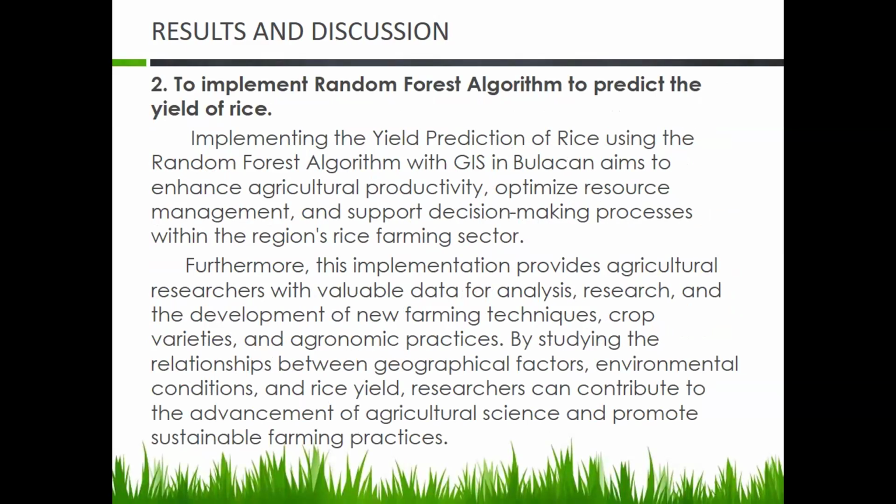Now, in objective number 2, we implement the rice yield prediction using the random forest algorithm with GIS in Bulacan, which aims to enhance agricultural productivity, optimize resource management, and support decision-making processes within the regional rice farming sector. Furthermore, the implementation provides agricultural researchers with valuable data for analysis, research, and the development of new farming techniques, crop varieties, and agronomic practices. By studying the relationship between geographical factors, environmental conditions, and rice yield, the researchers can contribute to the advancement of agricultural science and promote sustainability.